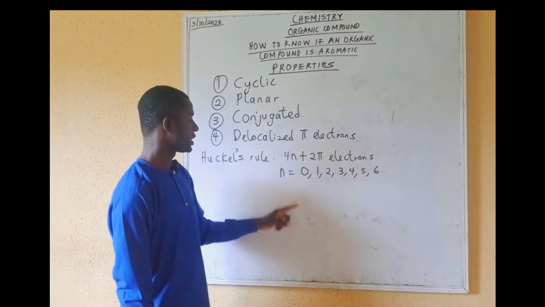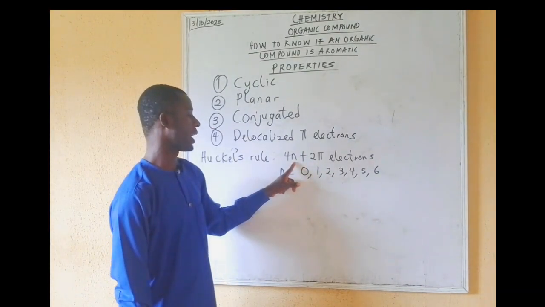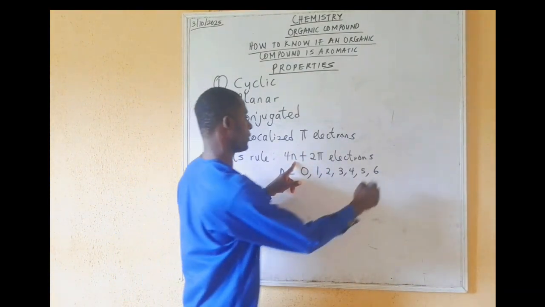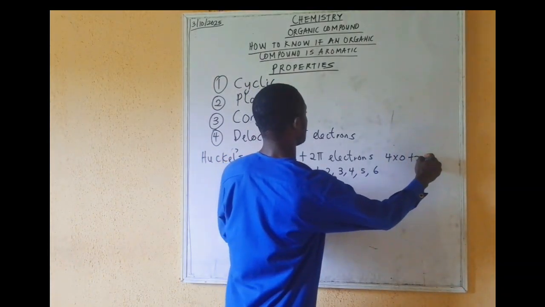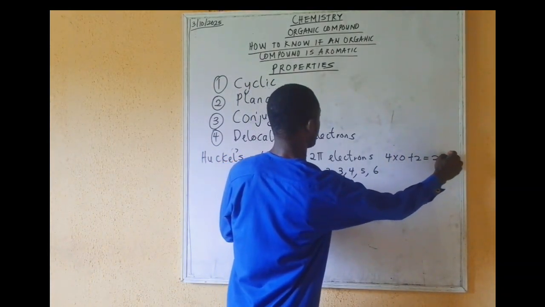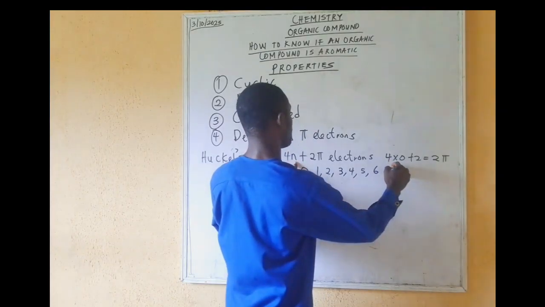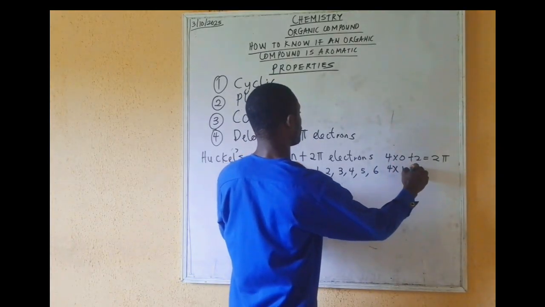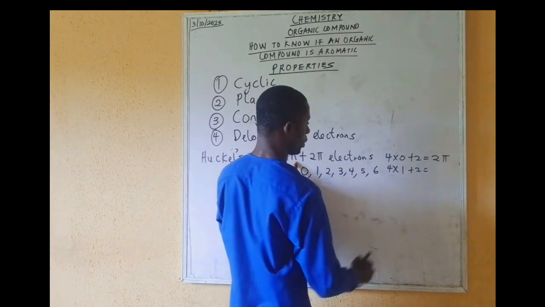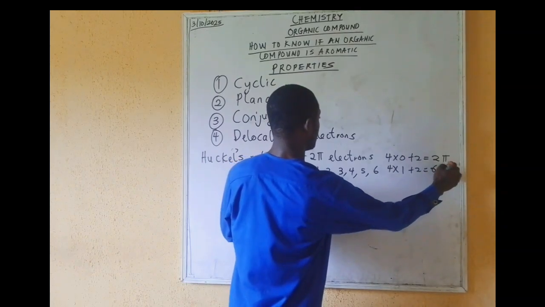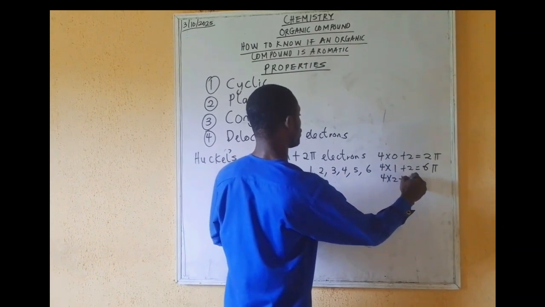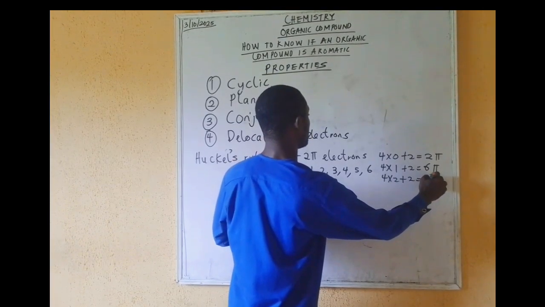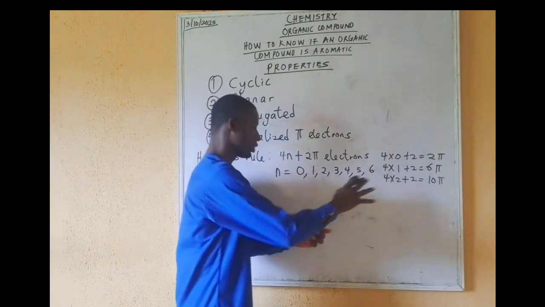For instance, if you put 0 into this formula, we have 4 times 0 plus 2. That will give us 2 pi. If we slot in 1, we have 4 times 1 plus 2, that is 4 plus 2, which is 6 pi. If we slot in 2, we have 4 times 2 plus 2. That will give us 10 pi. And so on and so forth.